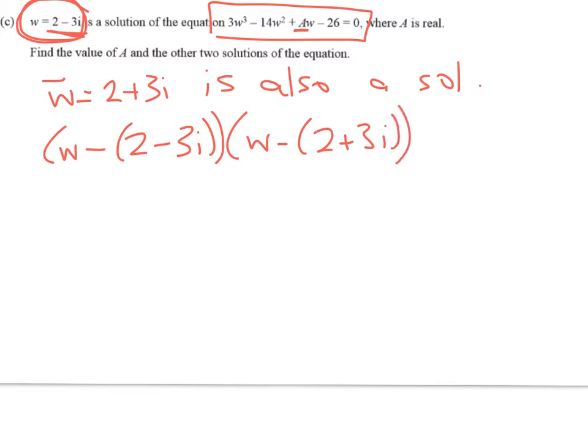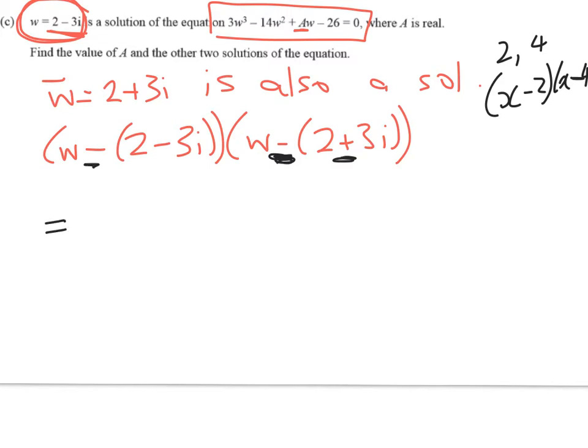Right, when you do this, be really careful. This is a minus. Okay, your plus goes in here. Right, so just have a think about that. It's like if we knew that 2 and 4 were solutions of something easier, we'd have x minus 2 and x minus 4, right? So there's a minus there and a minus there.